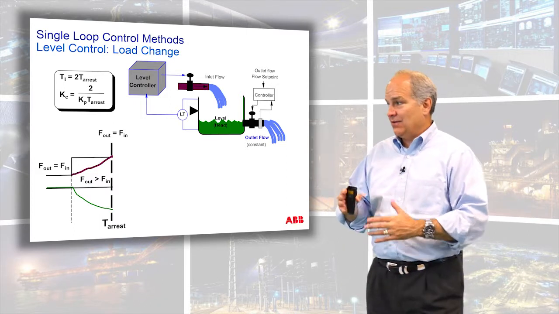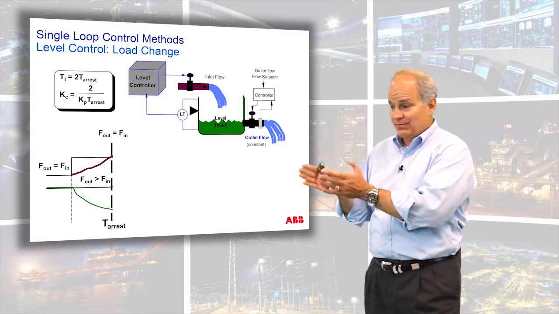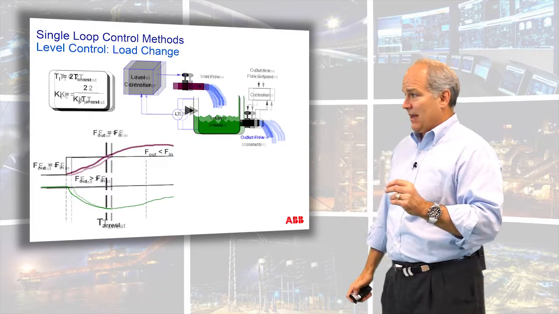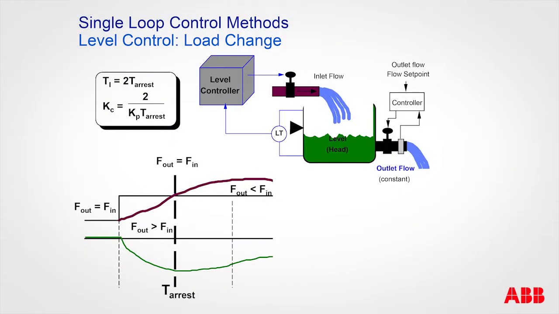So what we have to do is define that point. So that's what we're calling an arrest time, or an arrest period. That's the time it takes for the inlet and outlet to be equal. Then what happens is the tuning has to be such that my inlet flow becomes greater than my outlet flow. In other words, how are you going to bring that tank back? You've got to put more in than you're taking out to get the level to come back. So here you can see this goes above, and you can see the level starts to turn around.